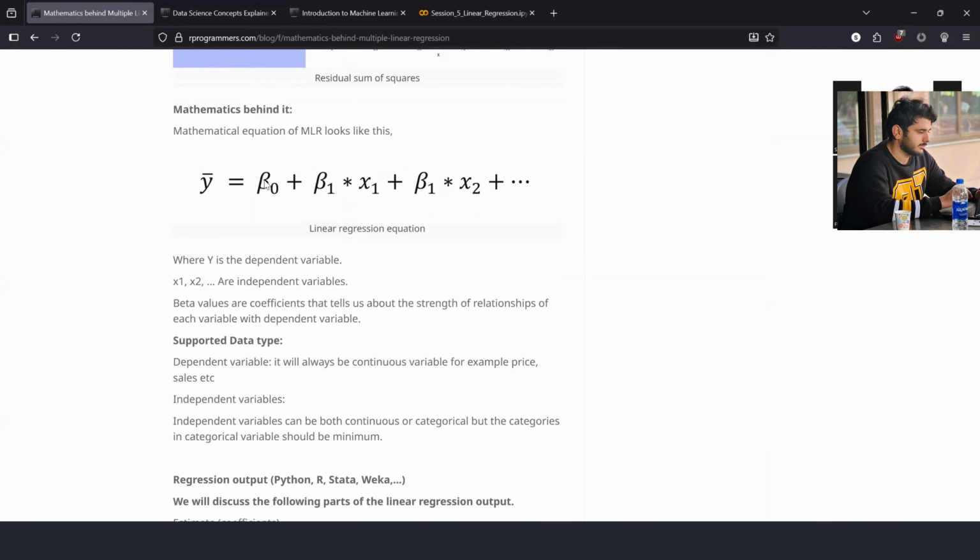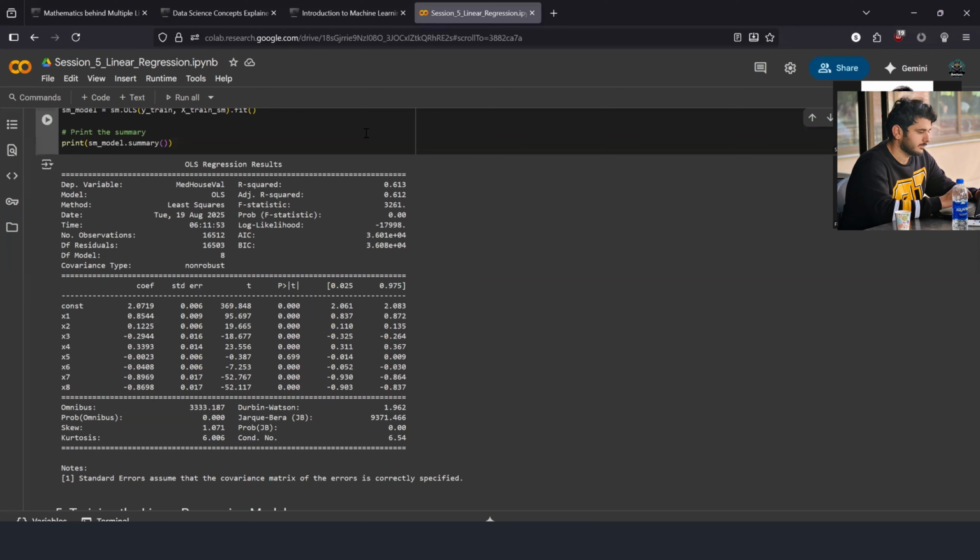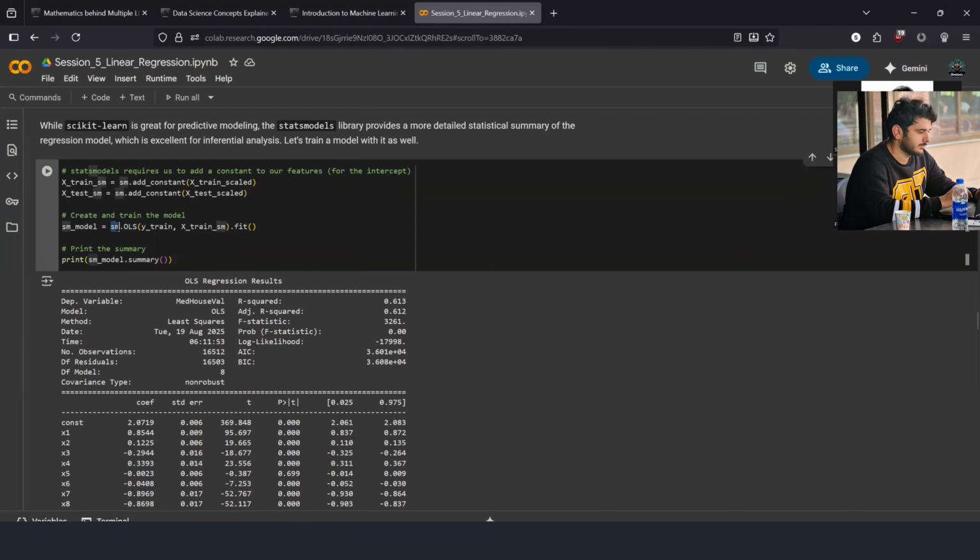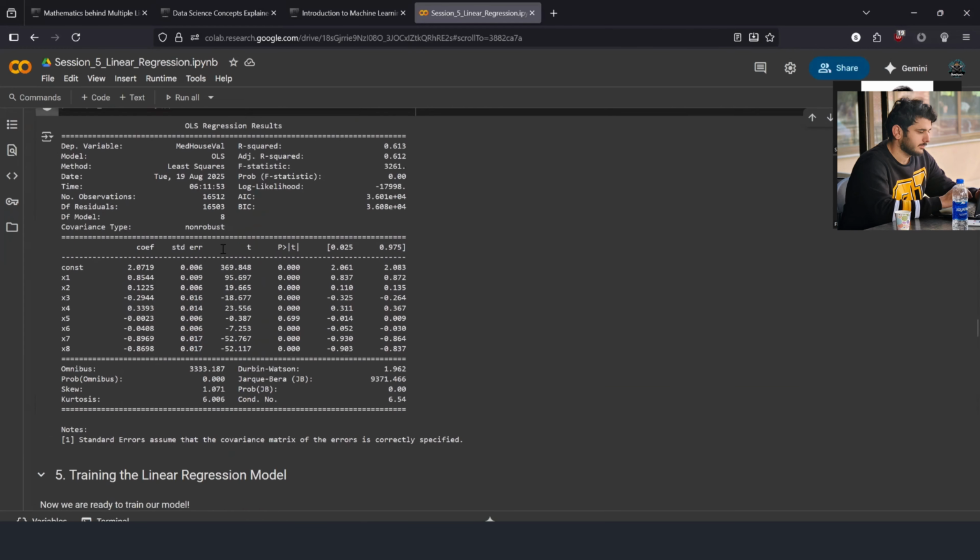And we just give the data to Python and we just say sm dot ols. Ols basically means ordinary least square. It's the different name for linear regression. We just give it training data for our dependent variable, training data for our independent variables, and we say dot fit. It will just fit the model and it will give us this particular summary.